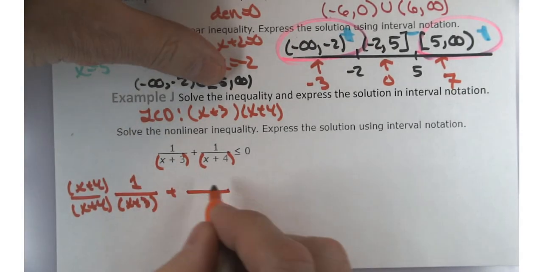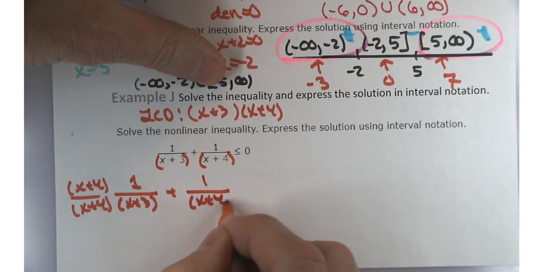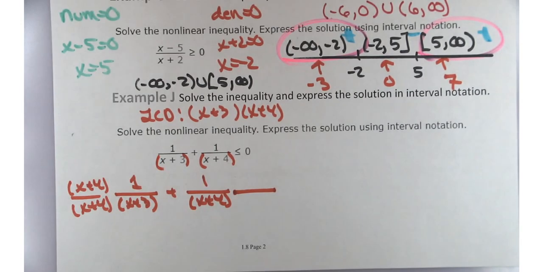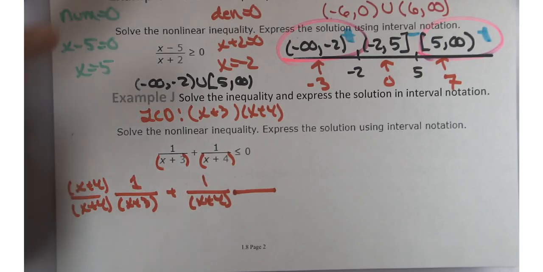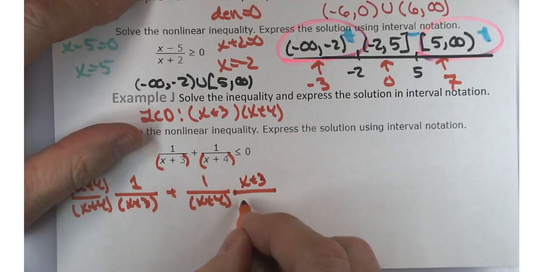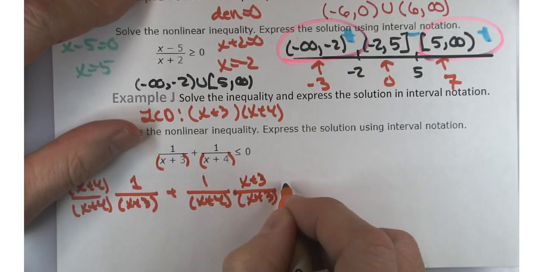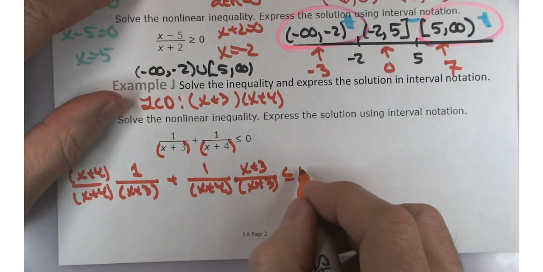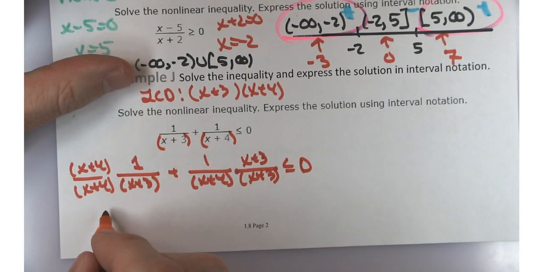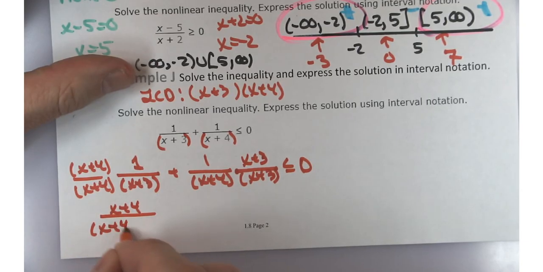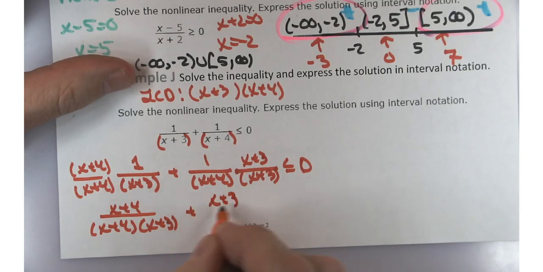And over here, someone hasn't had a chance to speak this morning yet. What do I get over here? x plus 3 over x plus 3. All right, x plus 3 over x plus 3. So that gives me x plus 4 over x plus 4 times x plus 3 plus x plus 3 over x plus 4 times x plus 3.